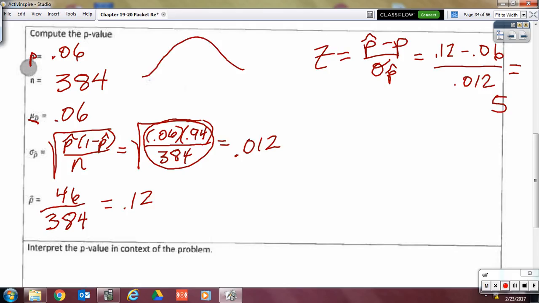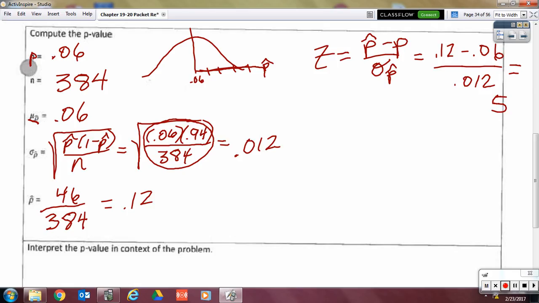You don't have to do this, but I'm reminding you, 1, 2, 3, 4, 5. That means you got a sample all the way out here. The null hypothesis is at 0.06. You got a sample 5 standard deviations away from the null hypothesis, which is way huge, okay?